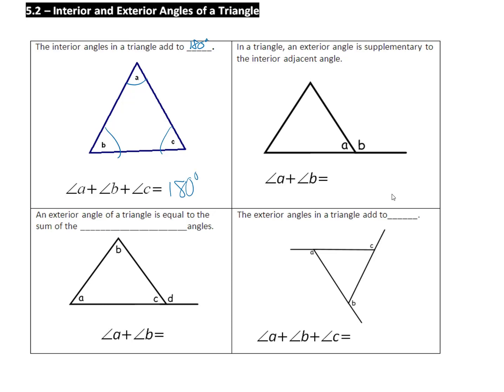In a triangle, an exterior angle is a supplementary angle to the interior adjacent angle. So that means that B is our supplementary angle. You remember our justification, which was SAT, or supplementary angle theorem. B is just supplementary to angle A. So this just means that angle A plus angle B will equal 180 degrees as well.